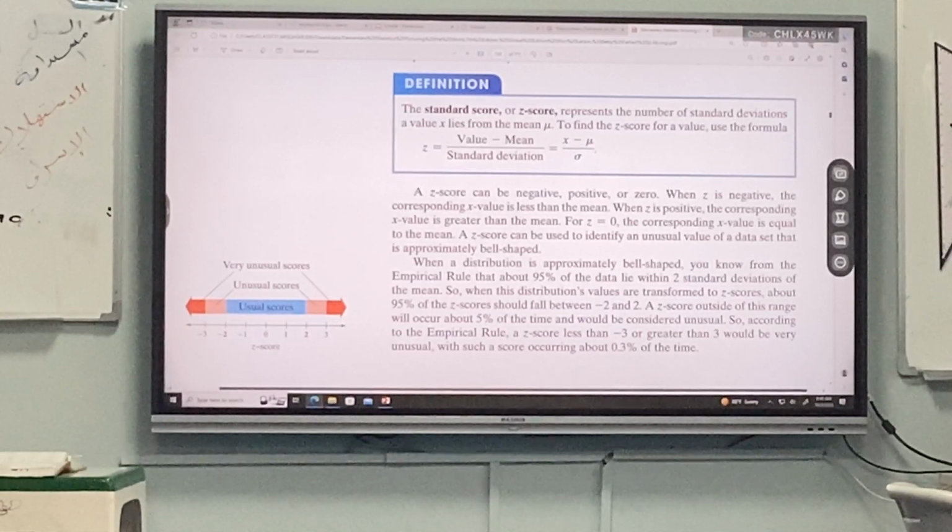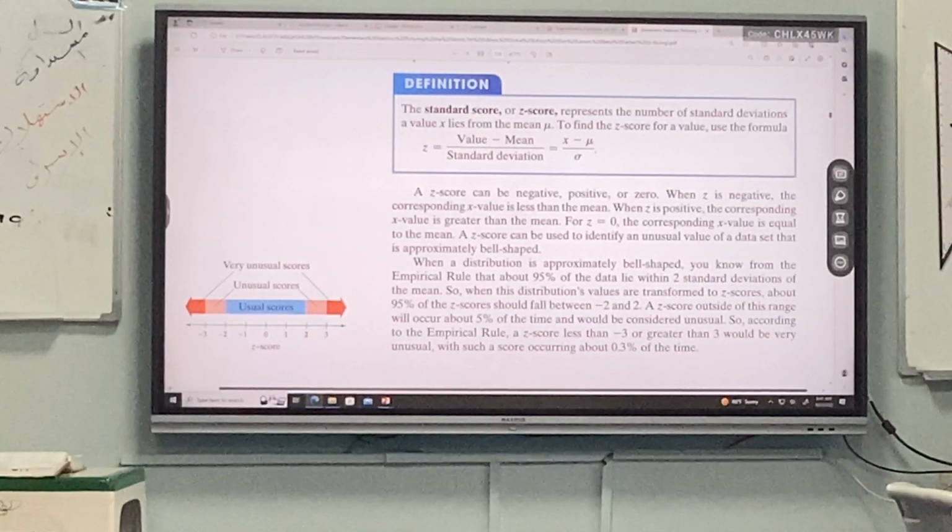To find the z-score of a value, use the formula z is equal to value minus mean over the standard deviation, which is equal to x minus mu over sigma. Now, what do you mean by standard score? It is the number of standard deviations a value x lies from the mean.